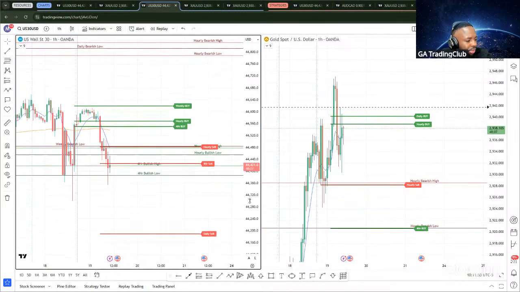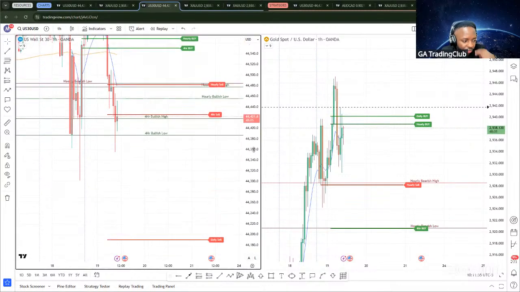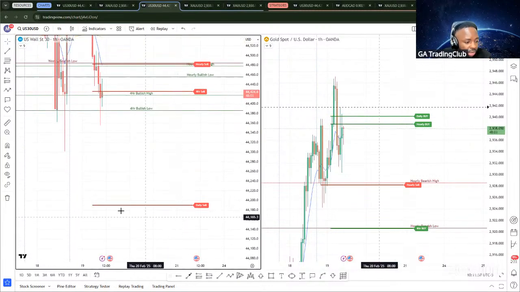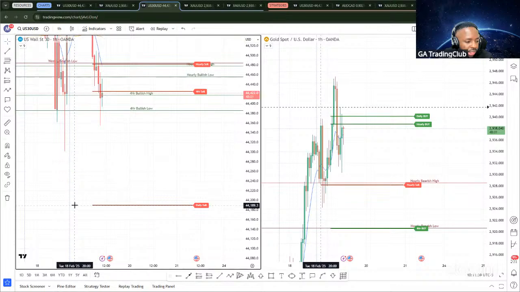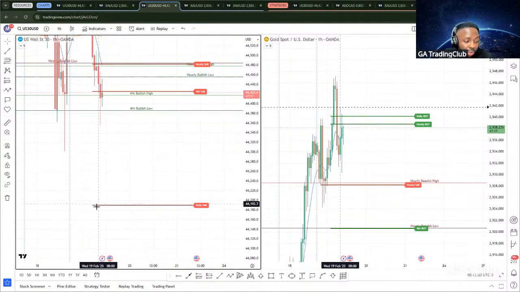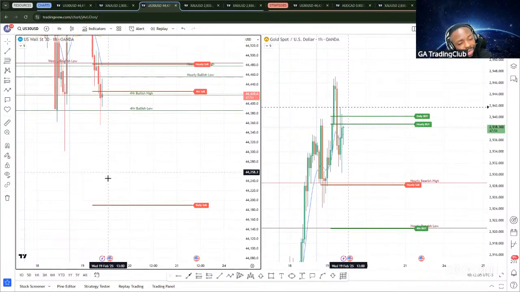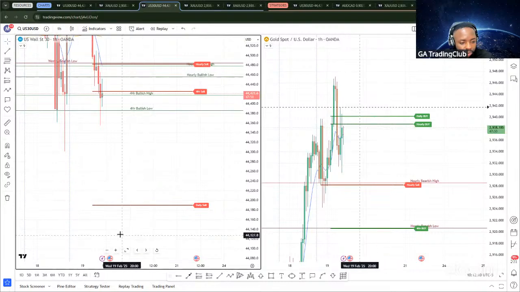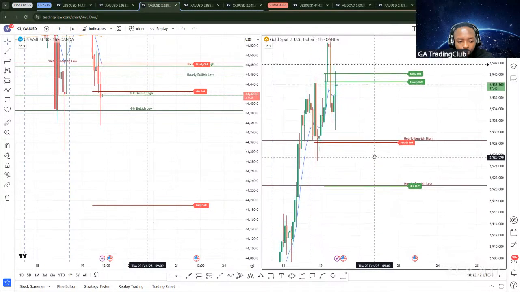I did see something for US 30 here at 44,200. If we get down here for US 30 at this rejection level, the 44,200 area, and we get an hourly candle that rejects and closes above, that will be a buy. I will send that as well. Same thing for gold here.